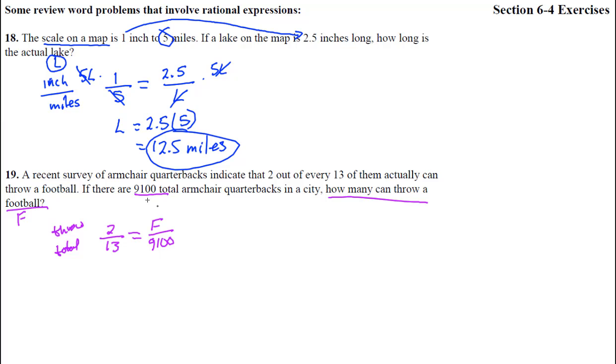Look at that. We have a rational equation that we've been practicing solving. So we can times by 9,100. We don't even have to times by a least common multiple because F is already in the numerator. So just times by 9,100, and we have solved for it. So we get F equals, if we punch this in on the calculator, we get 1,400. So it's actually 1,400 armchair quarterbacks, QBs, right there. Excellent.